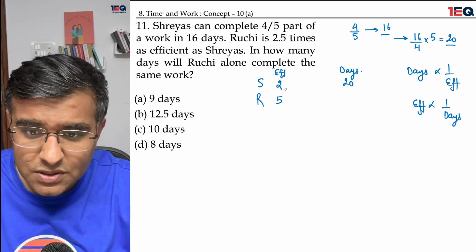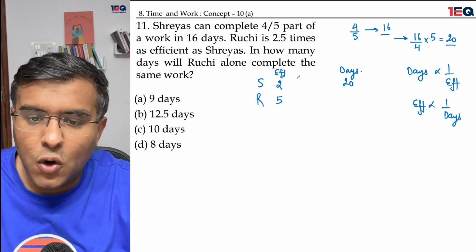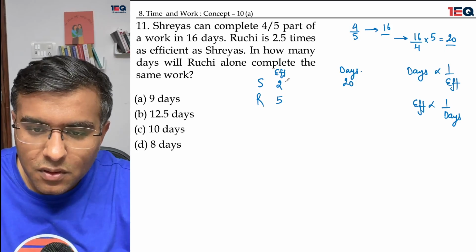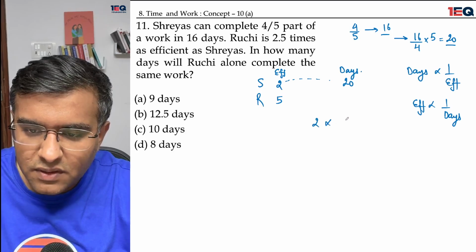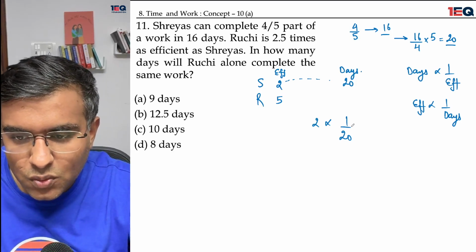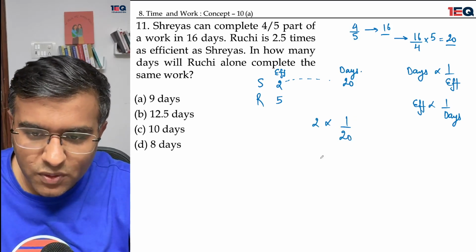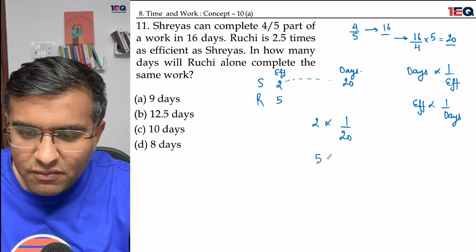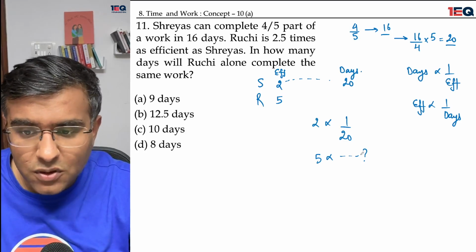This is established: 2 and 2.5, 2 and 5 is established. Now, if 2 is inversely proportional to 1 by 20, then 5 would be proportional to what?